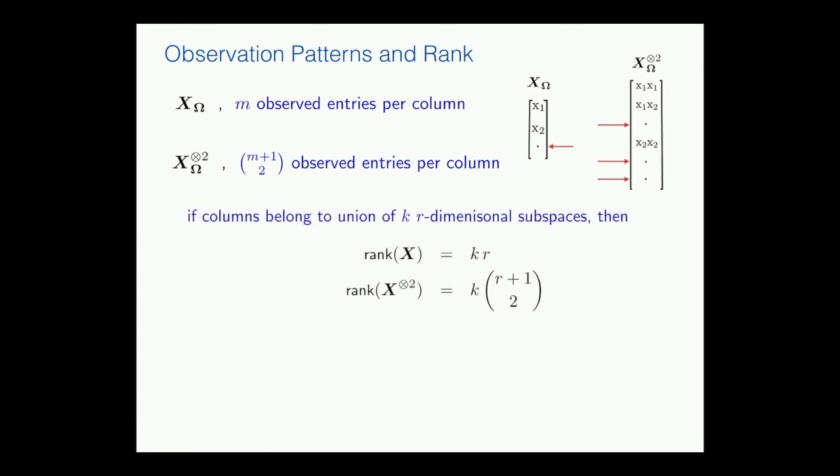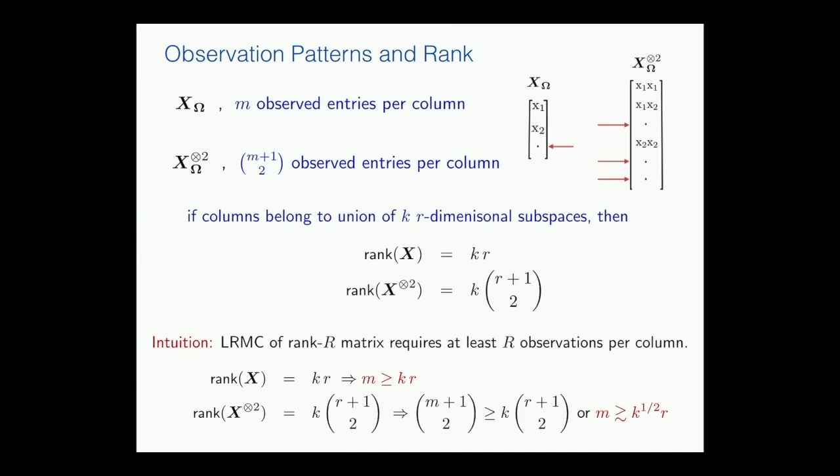I already explained this idea of the rank as it relates to the number of subspaces and the dimension of the subspaces. And so here is the intuition. To solve a low-rank matrix completion problem, that's the idea we're going to take. We're going to just lift it to this quadratic representation and try to do low-rank matrix completion there. So how would that work? Low-rank matrix completion of a rank R matrix requires at least R observations per column. I told you it was like R plus 1 before. So let's just think of R as being the key number.